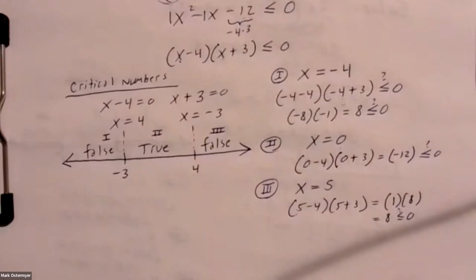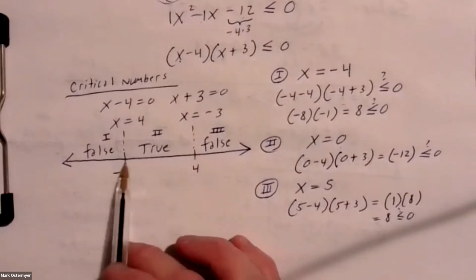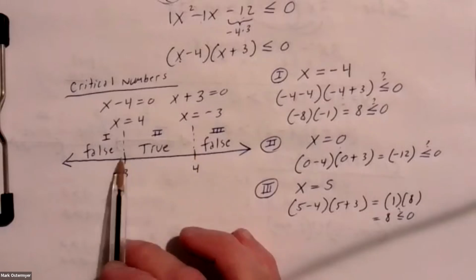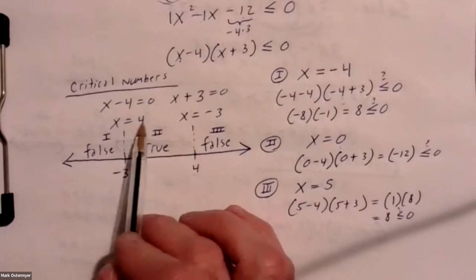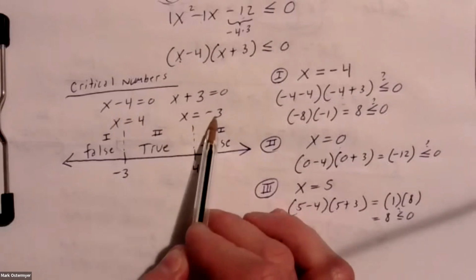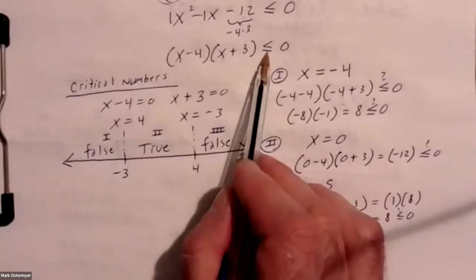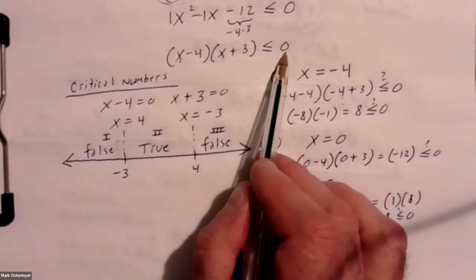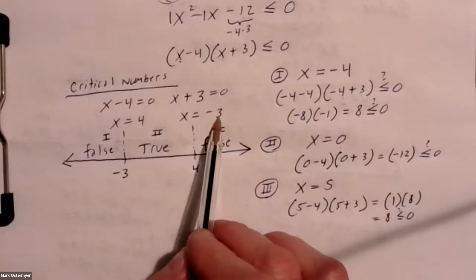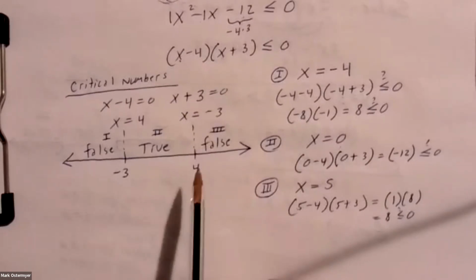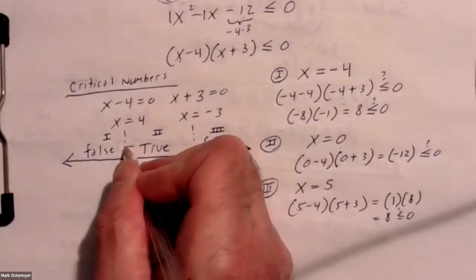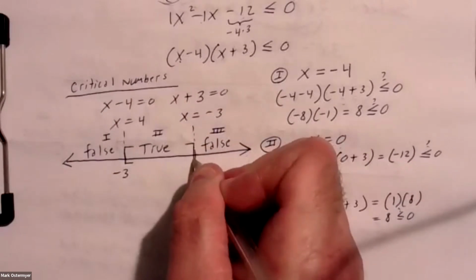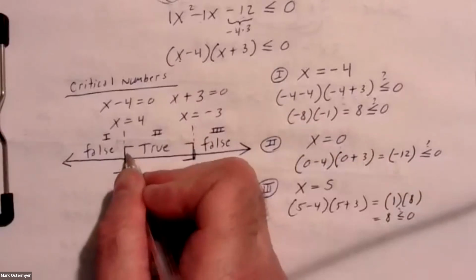I have a question for you, ladies and gentlemen. Would I include -3 and 4? Yes or no? Yes, because now my inequality allows for this polynomial to be equal to 0. It's at -3 where the polynomial is equal to 0, and also at +4 where the polynomial is equal to 0. You must use brackets, therefore, to include these values. And then we shade in between.